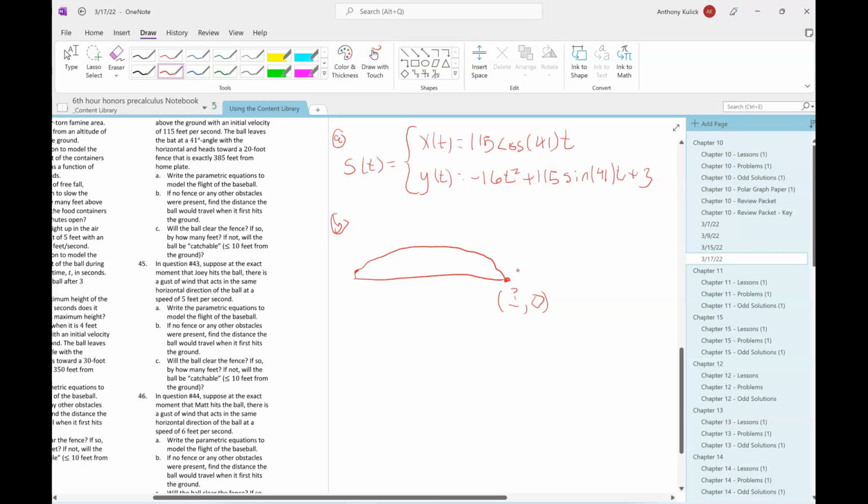So far, so good? To find that, I want the t when the y is 0, and I can use that then to find that missing x piece. Feel good? All right, so I'll plug 0 in for y, because my equations for y and x are both independent of one another. They just depend on t.